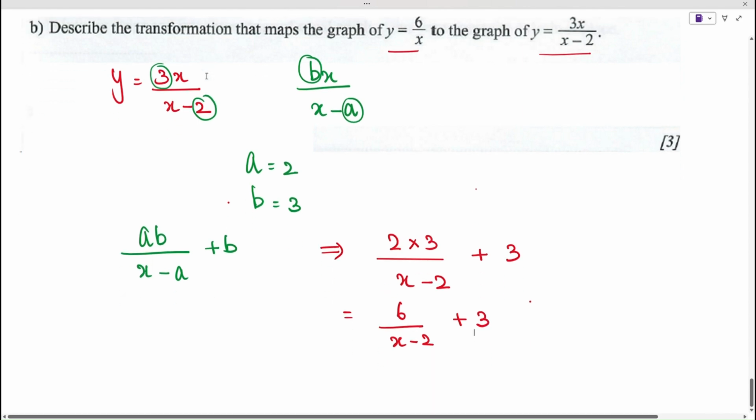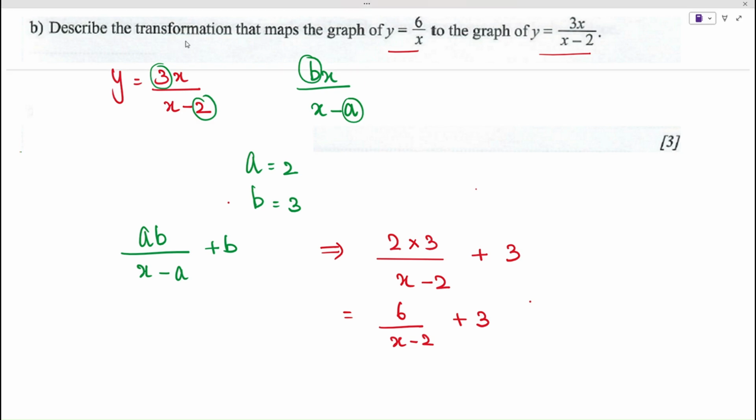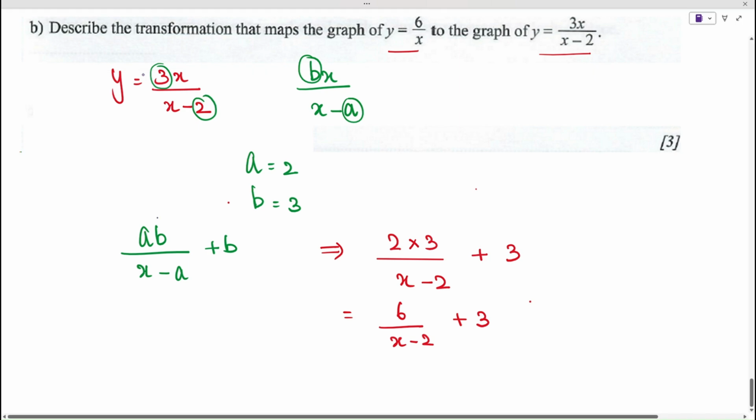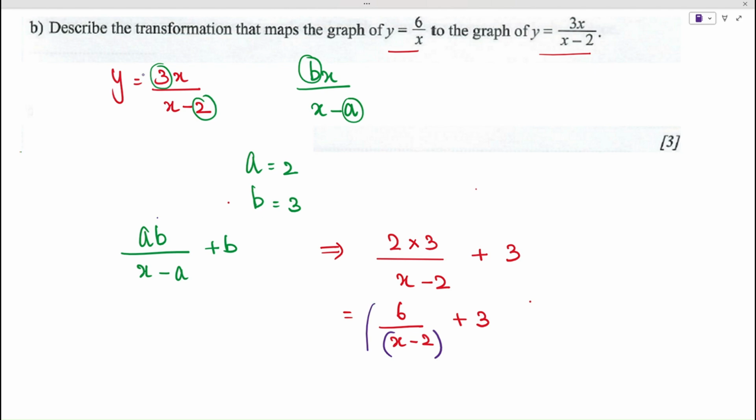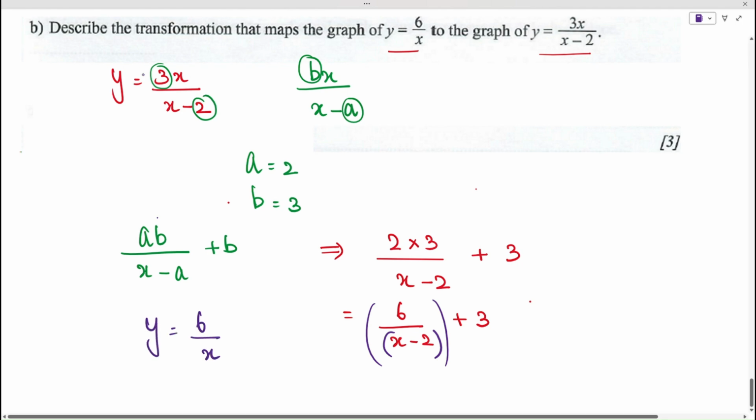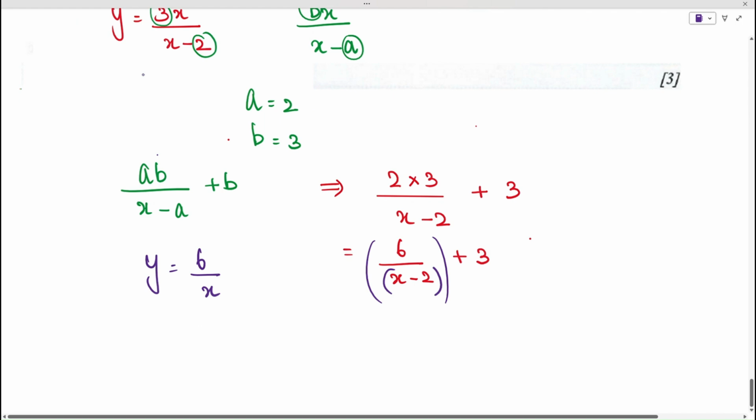Now this is closer to the form of y equals 6 over x, so it's easier to find the graph transformations. We can split this into two distinct sections. If we put brackets around our x minus 2 and brackets around just the fraction section, we can now easily get our graph transformations. So compared to y equals 6 over x, we can see that in our x value we have x minus 2 instead.